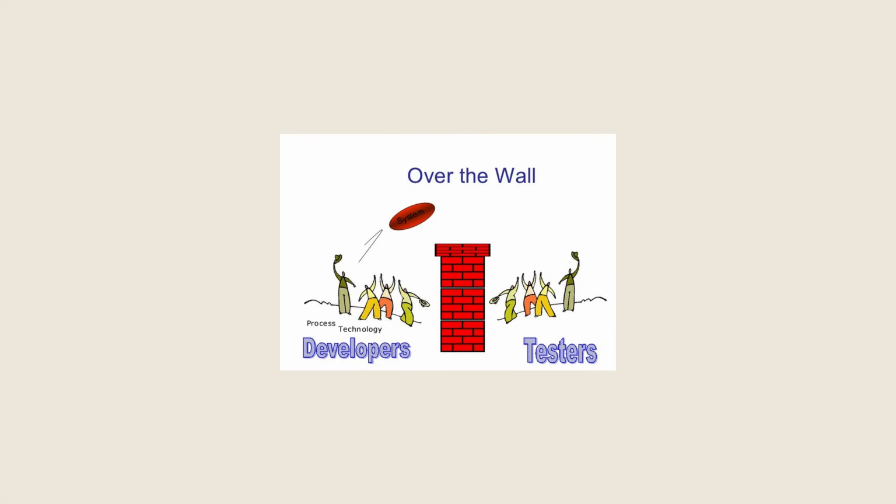Let's go ahead and see this quick example. Here is the system, a small red kind of ball or a cap. Developers build it and they just want to throw it so that it sits over the wall. On the other side, the testers are waiting for it, and when they get that system, they catch it. But in reality, developers and testers work together to put that cap just over the wall.